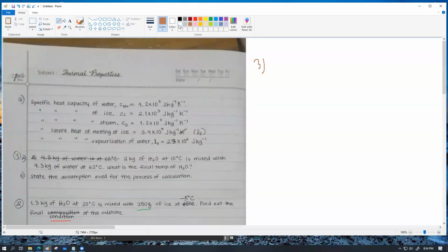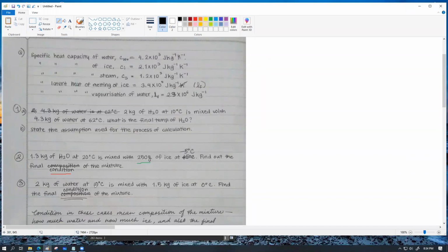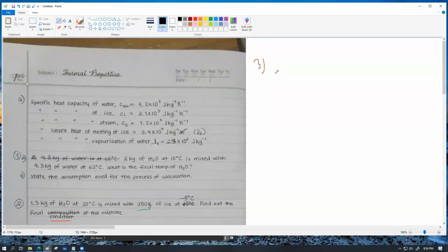So let's see, this is number 3. 2 kg of water at 10 degrees Celsius. Let's first calculate how much heat can be given up from the water. So Q given up can be a maximum of 2 into 4.2 into 10 to the power 3 multiplied by 10 minus 0. It has become 8, 4, 1, 2, 3, 4. This many joules can be given up by the hot water.